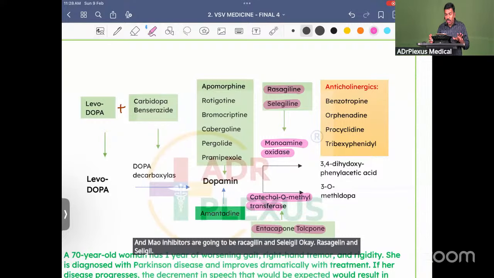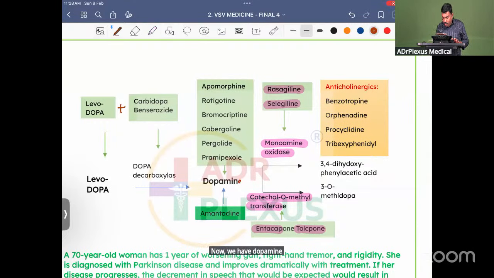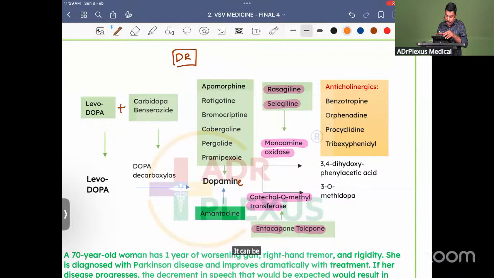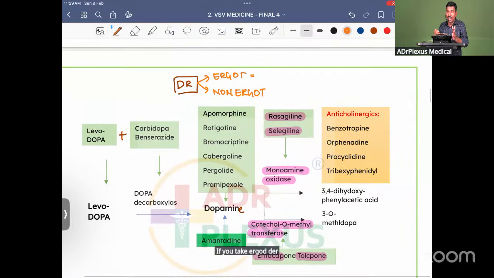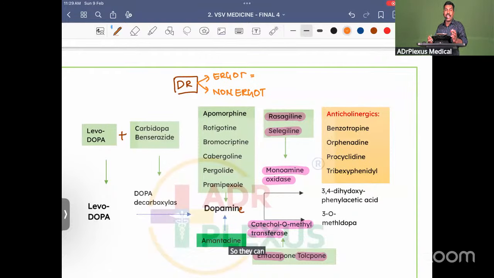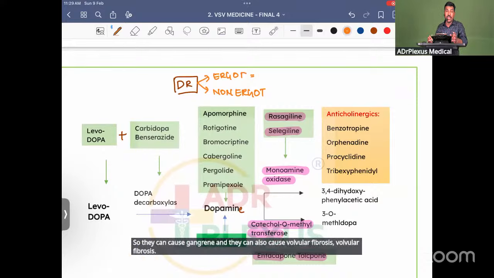Now, we have dopamine receptor acting drugs. The dopamine receptor acting drugs are of two types. It can be ergot derived or non-ergot derived. If you take ergot derived, the ergot derived drugs have a lot of complications. They can cause vasospasm, so they can cause gangrene, and they can also cause valvular fibrosis. So you have to screen the patient with a 2D echo every year.